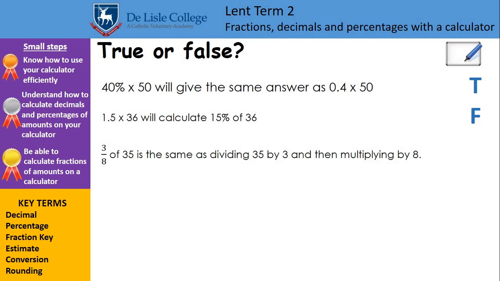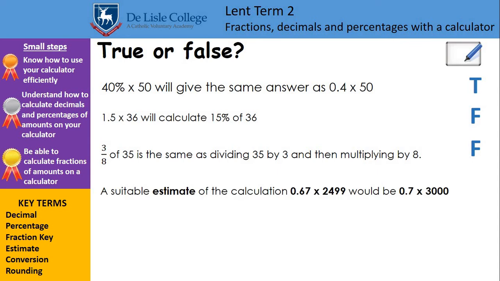Let's have a look at the next one. 3/8 of 35 is the same as dividing 35 by 3 and then multiplying by 8. Is that true or false? False. 3/8 of 35 is not the same as dividing 35 by 3 and then multiplying by 8 because we've got the numerator and denominator the wrong way round there.